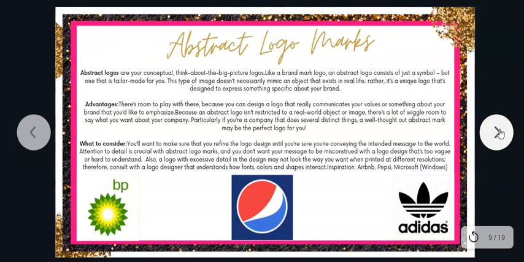Next, we have our abstract logo marks, which is a little different than what we talked about before. It's kind of the same thing, but let's talk about Pepsi. Abstract, but it is what it is. BP, abstract, but it is what it is. Adidas has a little combination of an abstract. Sometimes on the tennis shoe, we don't see the name Adidas, but we do see those three little leaves with the three lines in them, and we automatically know that's an Adidas tennis shoe, right?